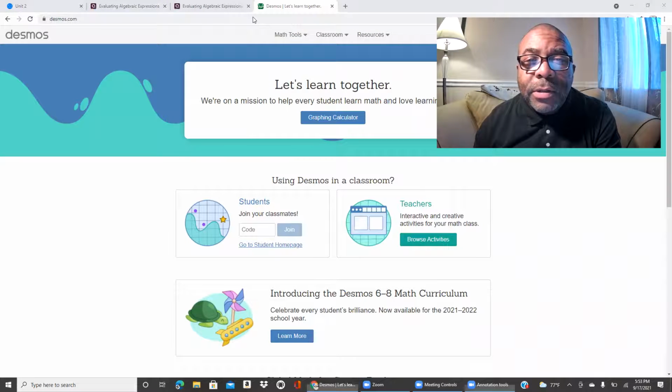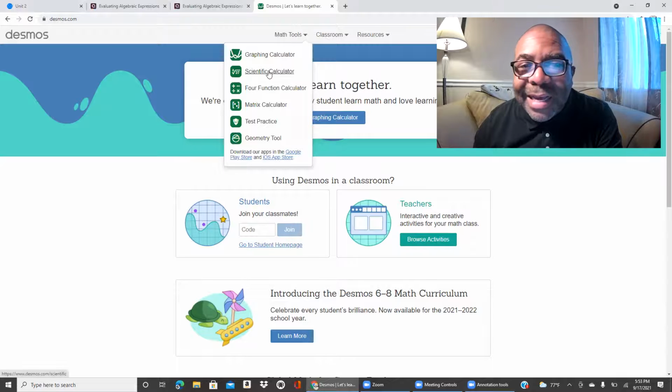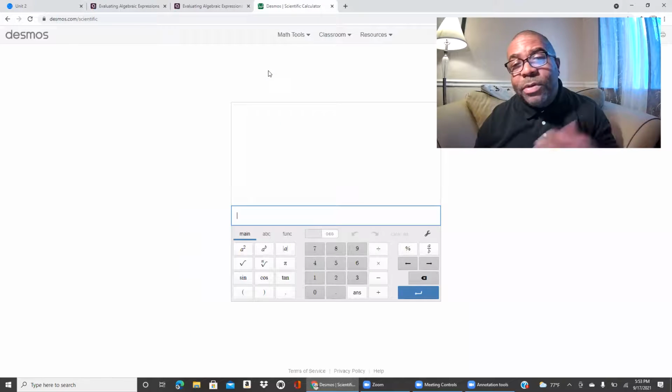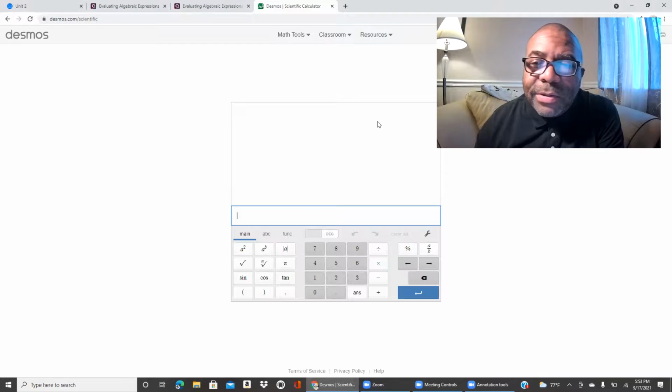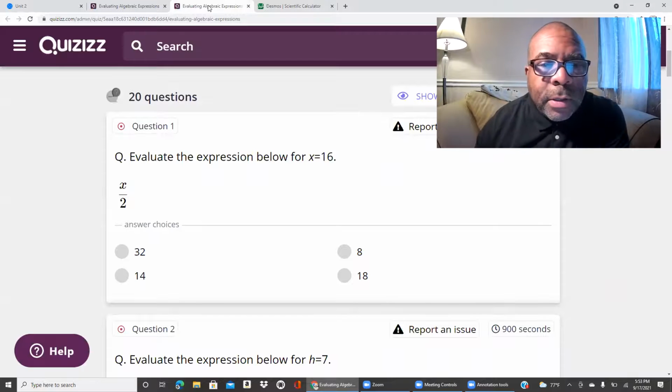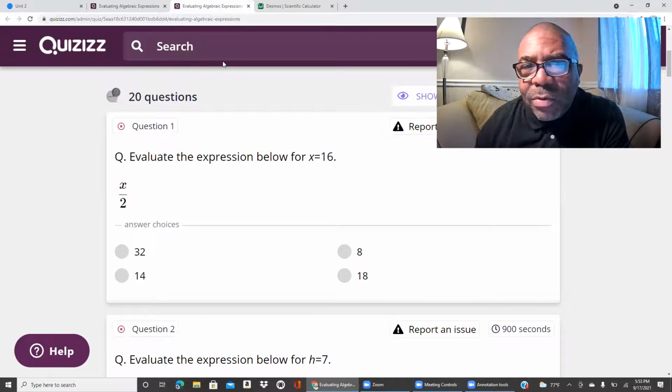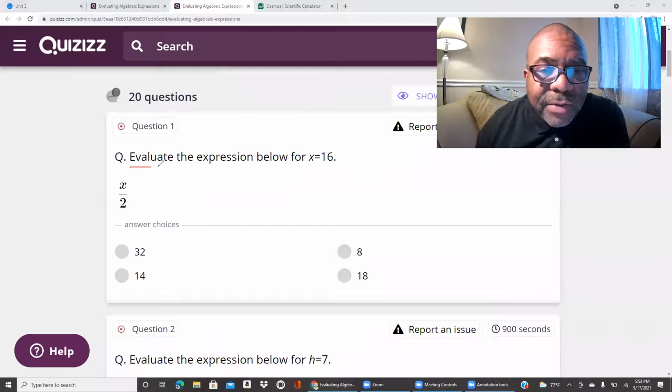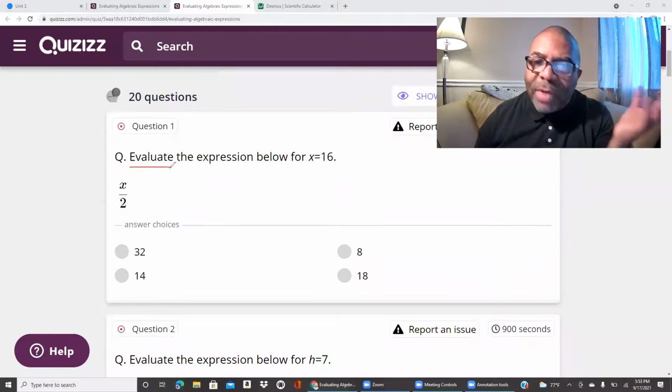So you go to desmos.com and you click scientific calculator. For algebra, we use a scientific calculator. So go ahead and choose that scientific calculator. It's going to help you out a lot. And now we're going to look at evaluating some expressions. This is what you're going to have to do on the test, so be prepared. Evaluate means figure out.